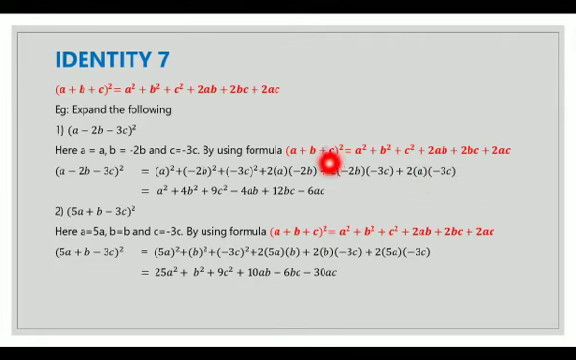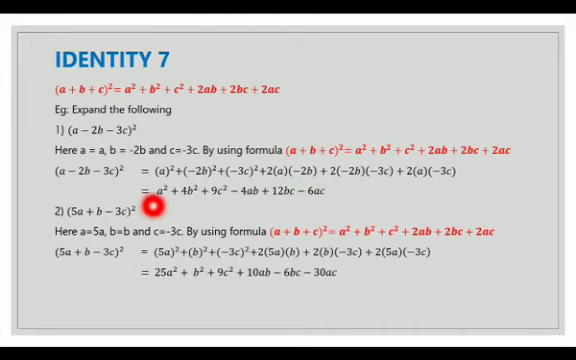Now we have to just multiply it. a square plus (minus 2b) the whole square, that is 4b square, plus (minus 3c) the whole square, that is 9c square, plus minus 2 into 2, that is minus 4ab, plus 2 into 2 that is 4, 4 into 3 is 12bc, plus minus 2 threes are 6 and ac, so minus 6ac. So I got the term a square plus 4b square plus 9c square minus 4ab plus 12bc minus 6ac.